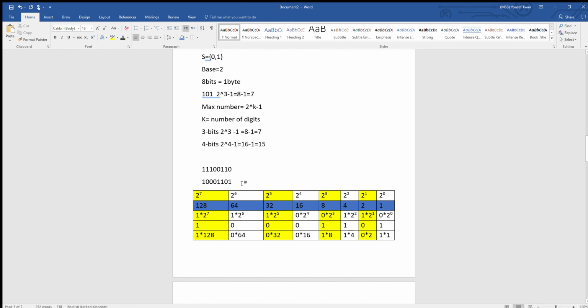So this number is equivalent to 141 base 10. This is base 2 and this is base 10.